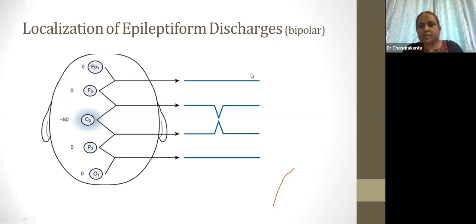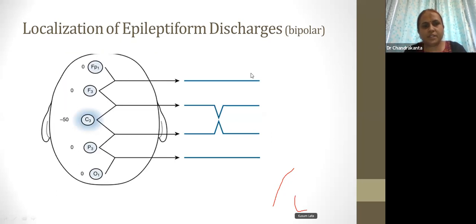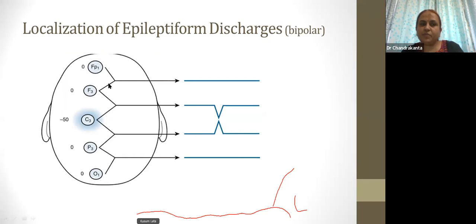In bipolar montage, the epileptiform discharges show phase reversal. Okay. What is phase reversal? Phase reversal means when we are recording the activity between two electrodes, when we go towards the negative area, we get a negative deflection. So in this phase reversal, you can see that one spike is coming down, the other spike is going up.